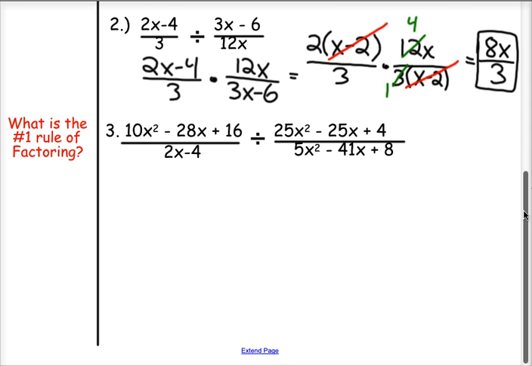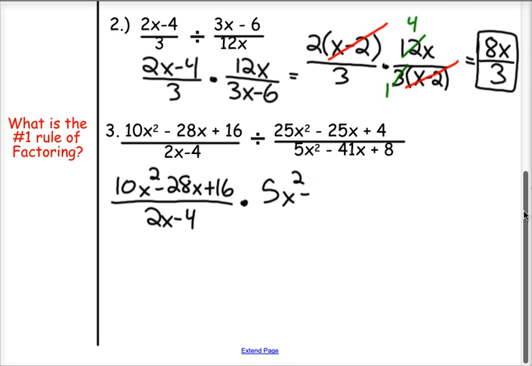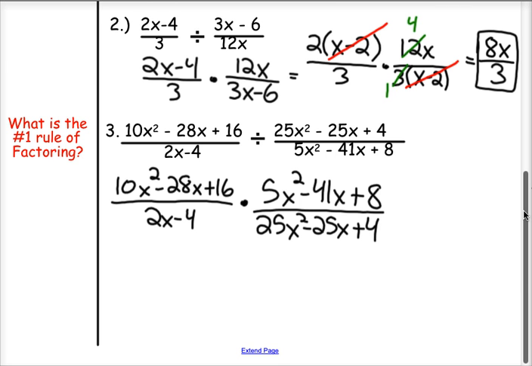But we have division happening. So again, before I consider doing absolutely anything else, what I'm going to do is rewrite this problem. So 10x squared minus 28x plus 16 over 2x minus 4. Now I'm rewriting it as a multiplication problem. So I'm flipping that second fraction right away to get that. So again, always my first step, rewrite the problem.